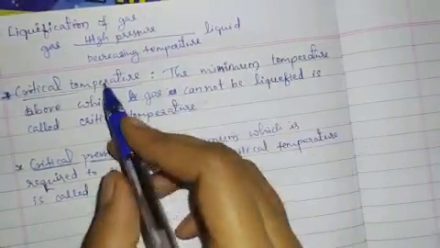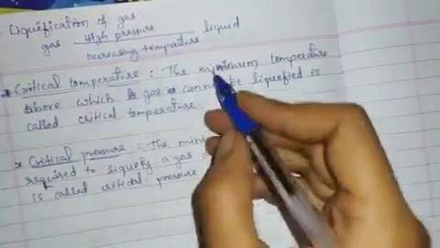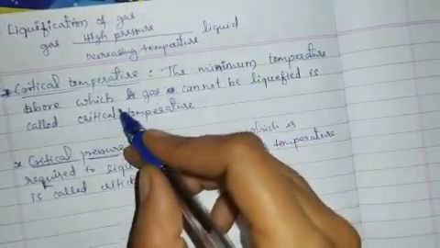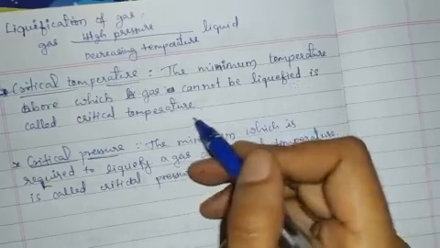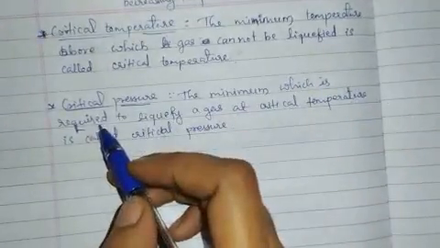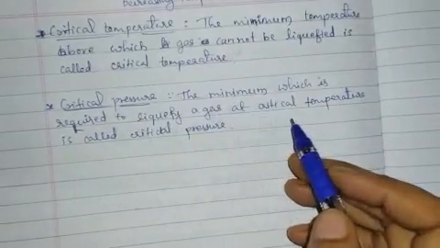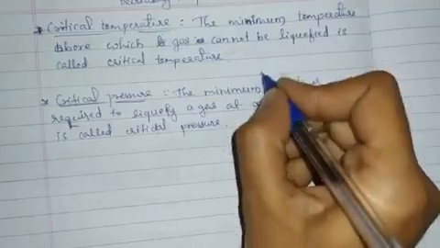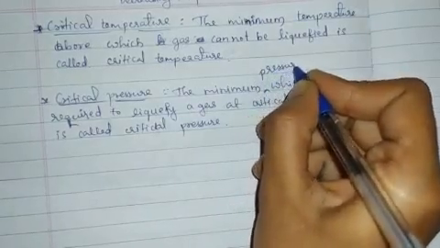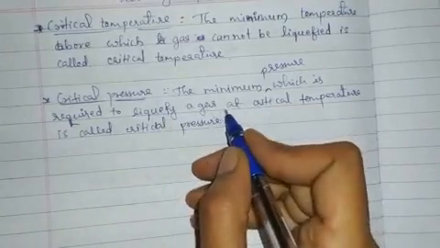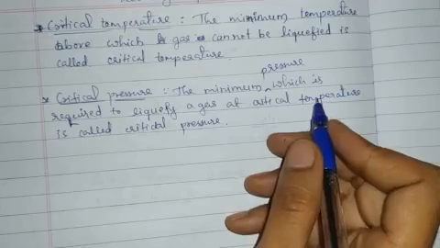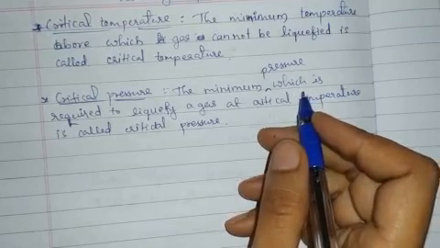Critical temperature is the minimum temperature above which a gas cannot be liquefied. And one more, critical pressure, is the minimum pressure which is required to liquefy a gas at critical temperature.